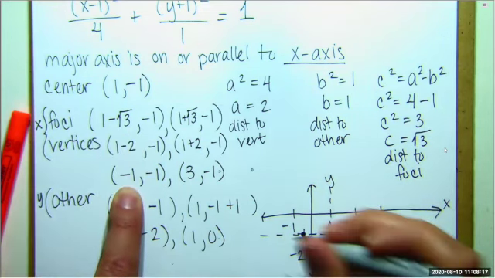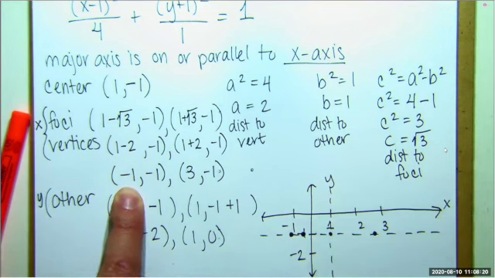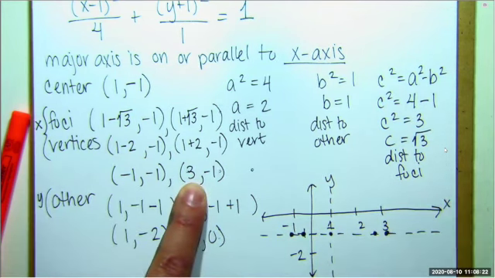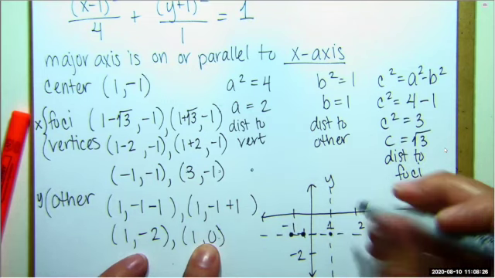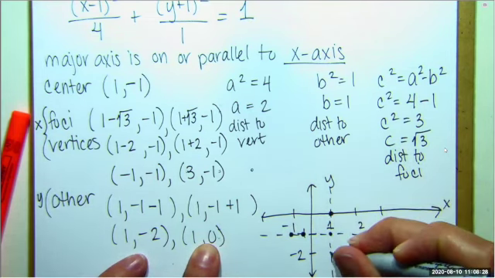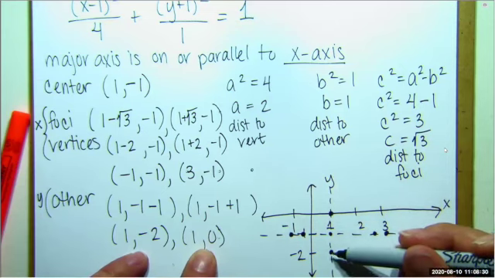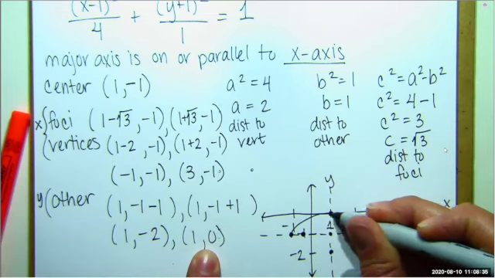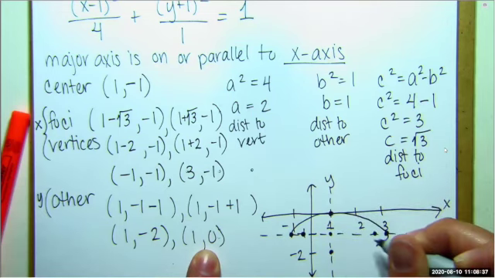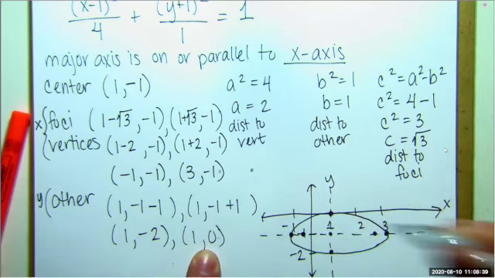Our vertices were at negative 1, negative 1, and at 3, negative 1. So there are our vertices. And our points of intersection on our minor axis, we went up and down a distance of 1. So here's up 1, down 1, which is 1, negative 2, and 1, 0. We connect our outer points with our ellipse. And we're done.